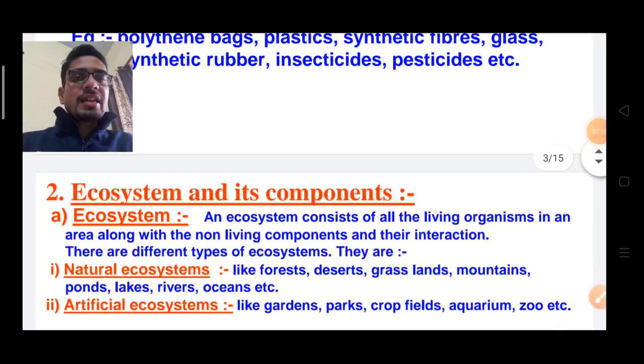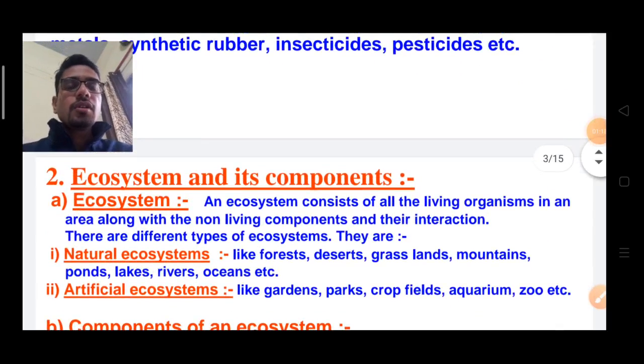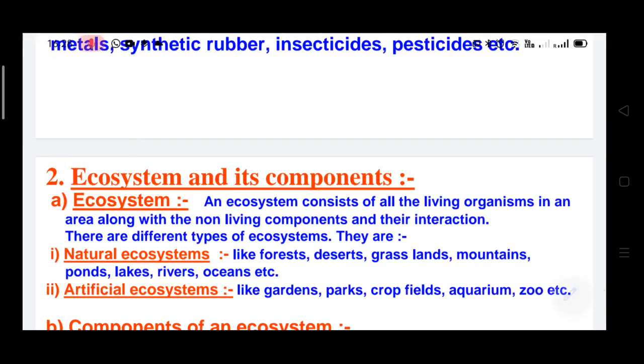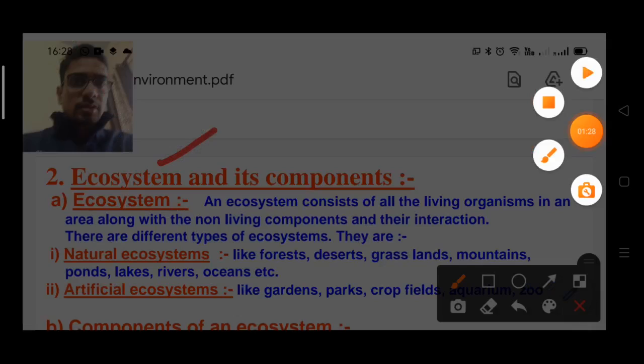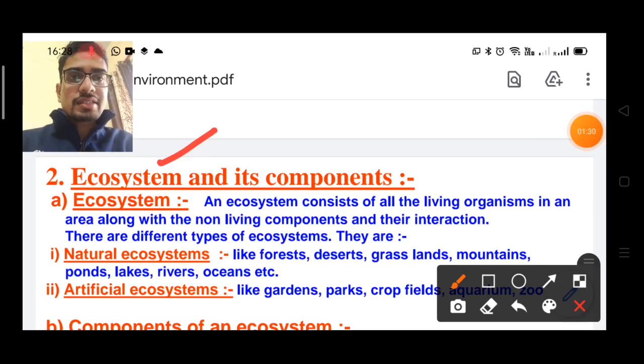So in scientific terms, we call it an ecosystem. And what is an ecosystem? It is a system of biotic as well as abiotic components. You have studied in previous classes what biotic means. Biotic means living components, plants, animals, and abiotic means non-living, like sunlight, air, soil. So an ecosystem is a system of biotic and abiotic components interacting with each other.